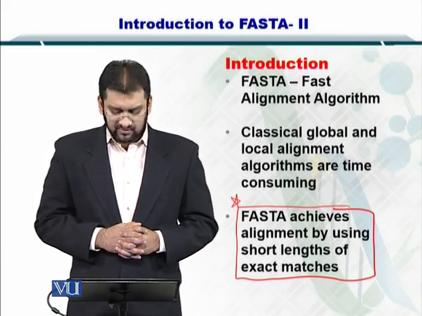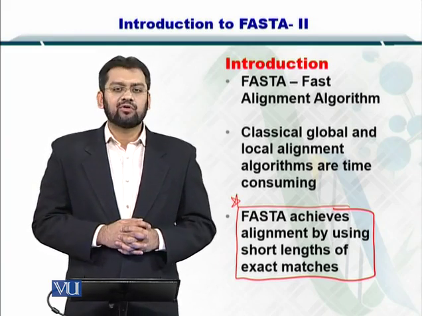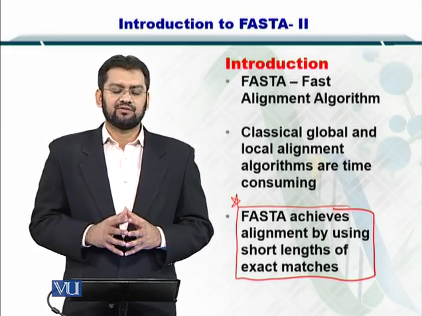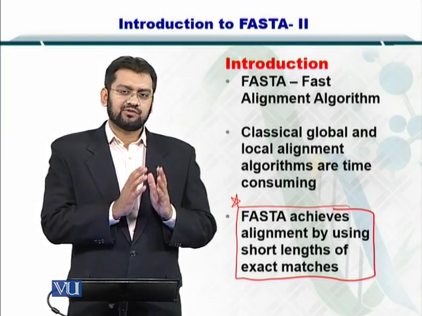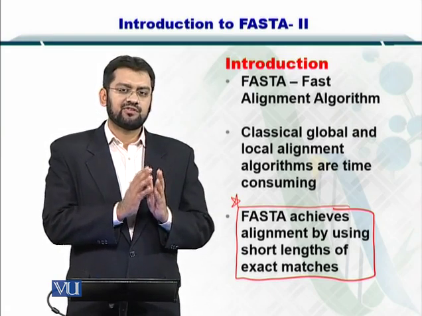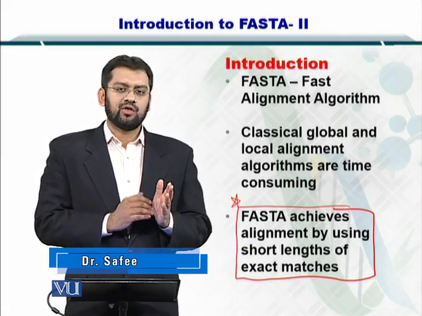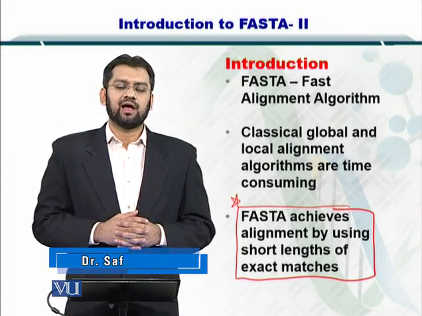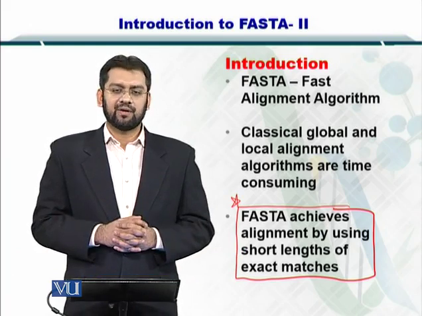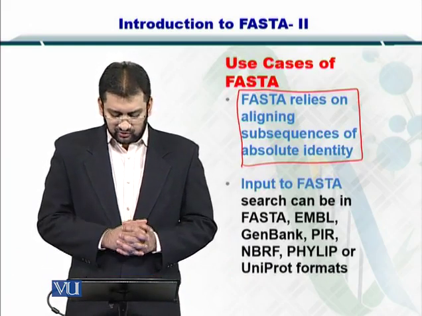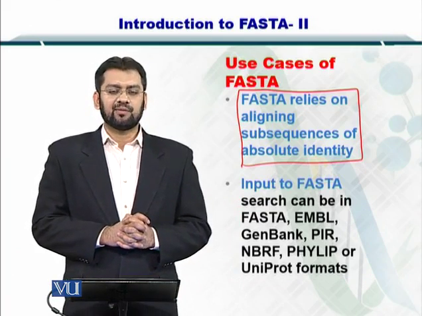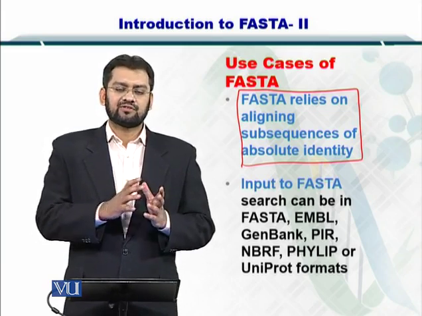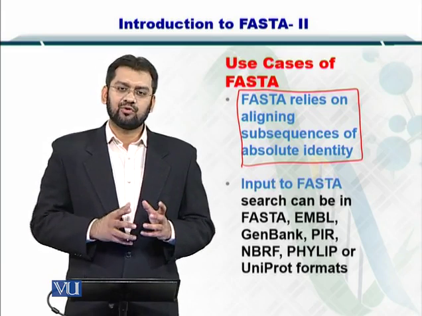So FAST-A achieves this alignment by using short lengths of exact matches. So what I mean here by short length of exact matches is that an exact match is 100% similar sequence between the database and your query. So short sequences of such matches are collected, and then an alignment procedure is performed on the resulting comparisons. So essentially, FAST-A relies on aligning these subsequences of 100% similarity. This helps bias the algorithm towards these matches and therefore speed up the search.